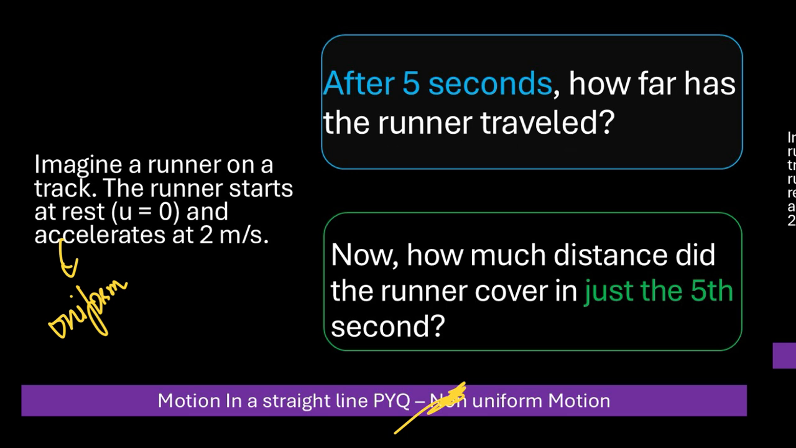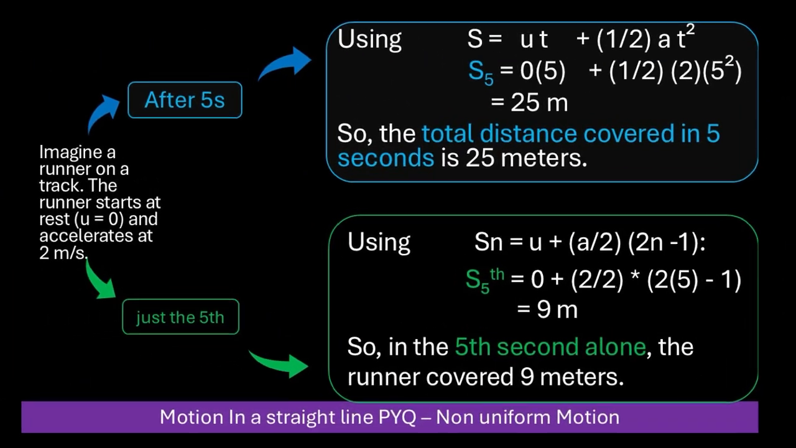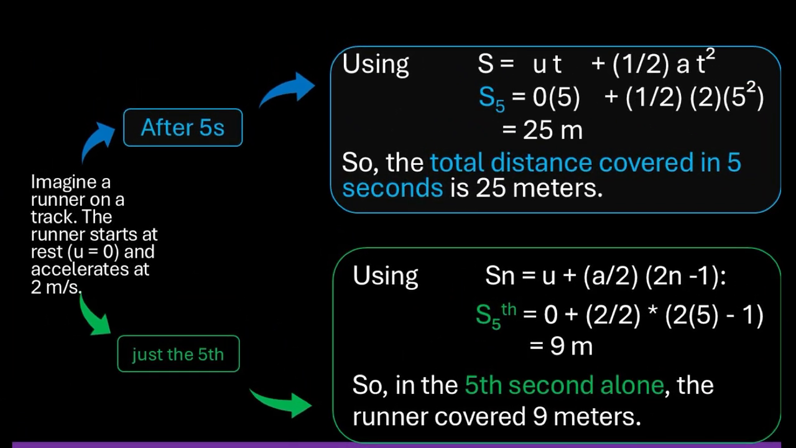Question number one. And the second question would be, how much distance did the runner cover in just the 5th second? Only the 5th second. Okay, so how do we approach this? When the runner starts at u is equal to 0 and accelerates at 2 meter per second square, if we've been asked to find out how much is the distance traveled in 5 seconds, it means that we've been asked to find out the total distance traveled in 5 seconds.